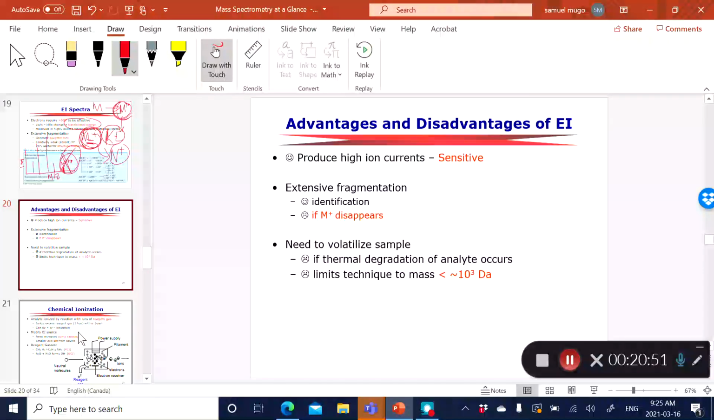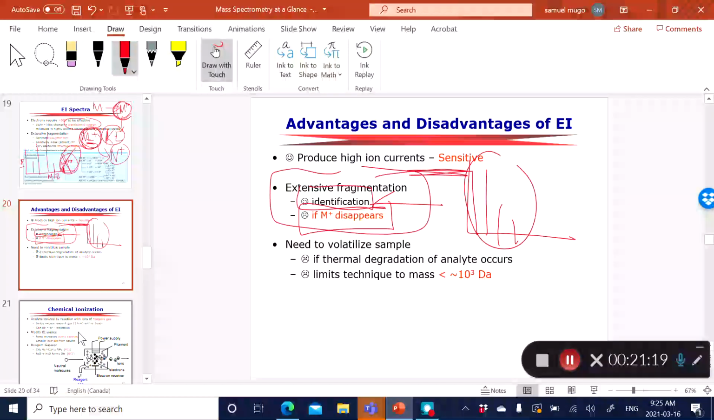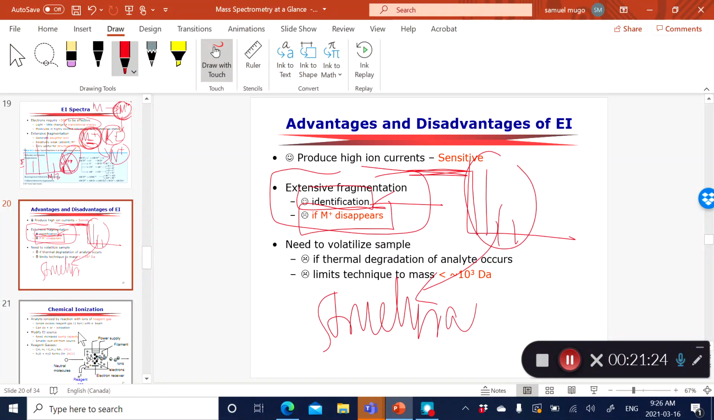So, advantages of this technique: EI is fairly sensitive, very, very sensitive. Now, it causes a lot of fragmentation. That is a disadvantage, as I said, the molecular ion can disappear, but it's also an advantage in the sense that from the fragmentation pattern, I would be able to piece together what type of molecule it was. So it's fairly good for structural elucidation.